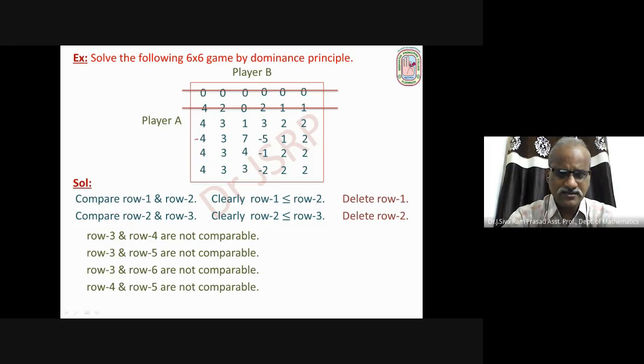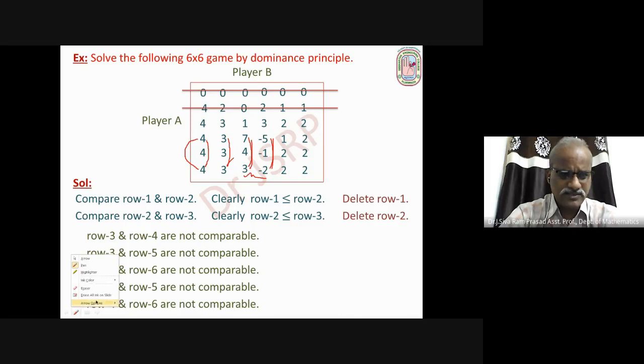Okay, next combination, row 4 and row 6. So here 4 equal to 4, 3 equal to 3, 7 greater than 3, but minus 5 less than minus 2. So we have two different inequalities here. Sorry, row 4 and row 6 are also not comparable. Okay. Next, all possibilities with row 4 are over.